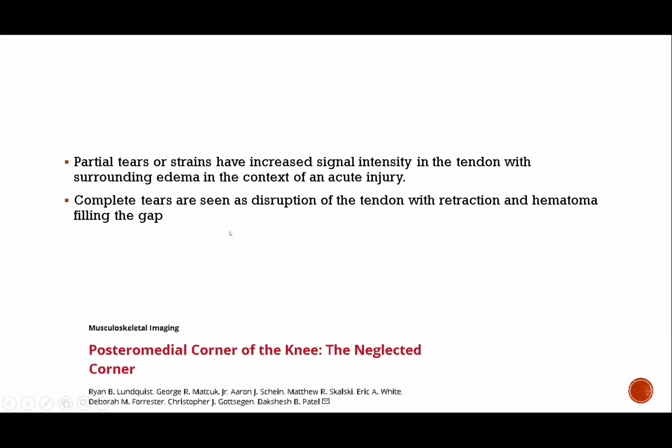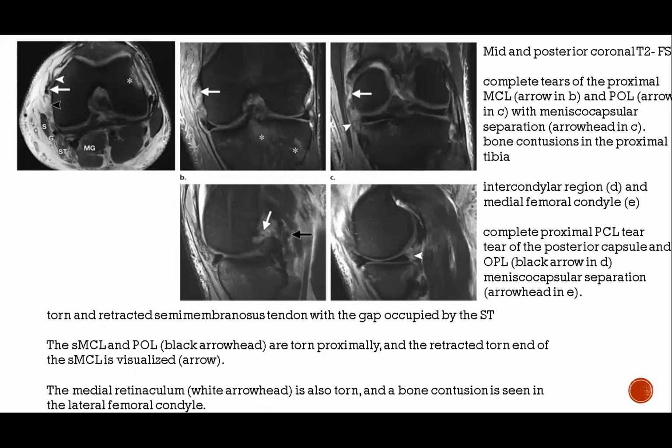Whereas complete tears are seen as disruption of tendon with retraction and hematoma filling the gap. So I will explain in MRI images. First image. So this is the torn and retracted semimembranosus tendon, which is actually not seen. It is retracted above. This is cut at the femoral condyle.